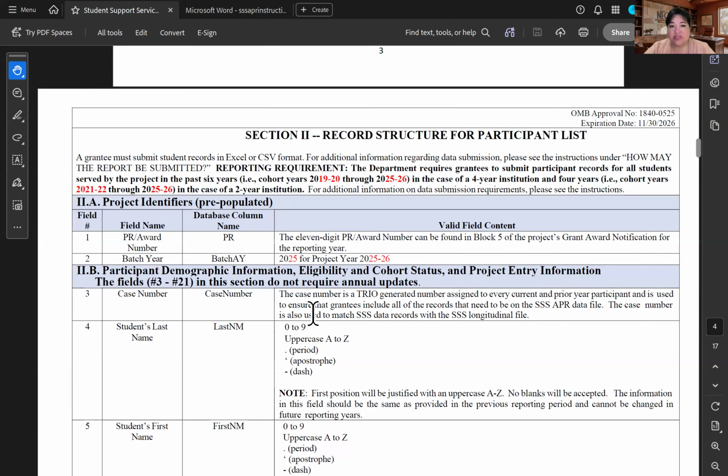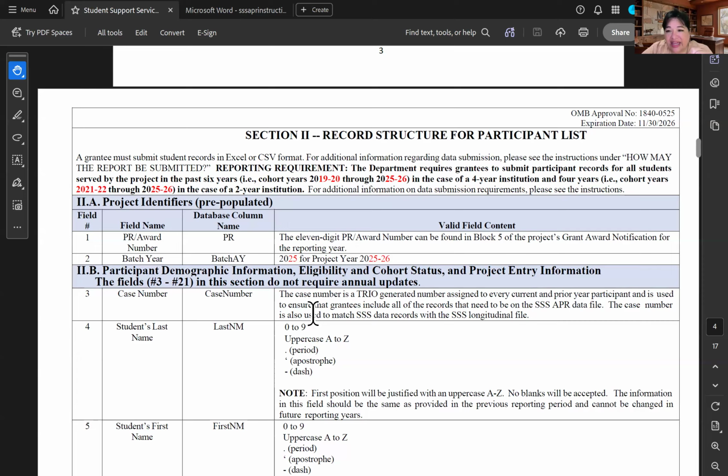They are not case numbers. And the crazy part is whenever you have a new student, that whole year, when you type in their name under field 4 and 5, when you get to the case number, you can't put in a case number. That will be assigned to the student once the Department of Ed even knows that they're around. So the Department of Ed won't know that this new student exists until when? Until you upload the APR for 25-26.